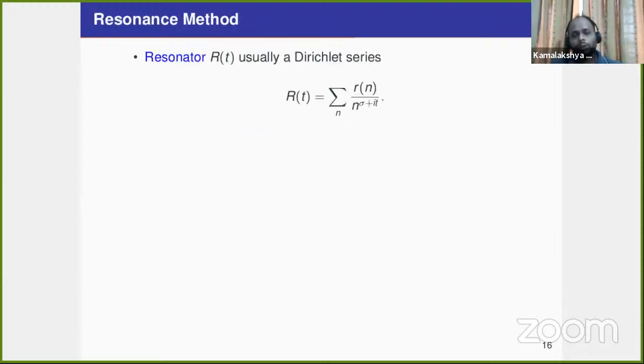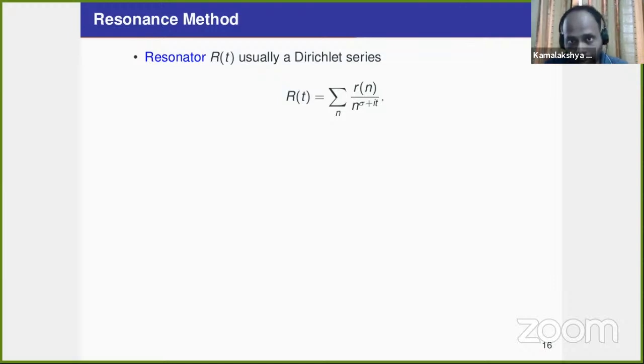Okay, so what is this resonance method? This resonance method uses a kernel. We want to find the integration of a function with the kernel, and then divide that by the integration of the kernel, and we'll get the large value. So first of all, it uses a resonator R of t.